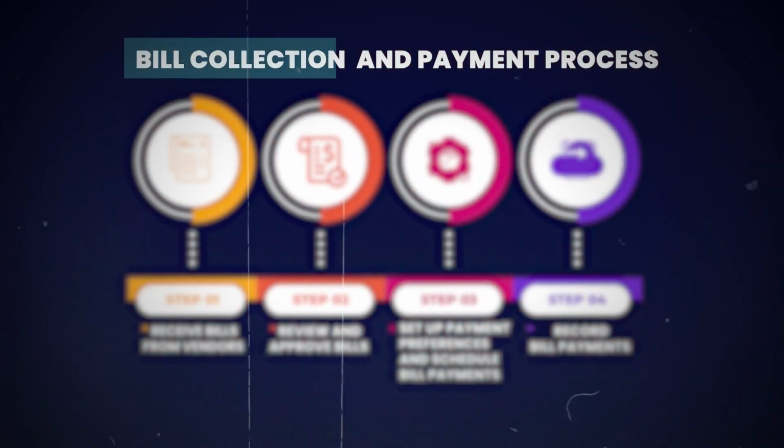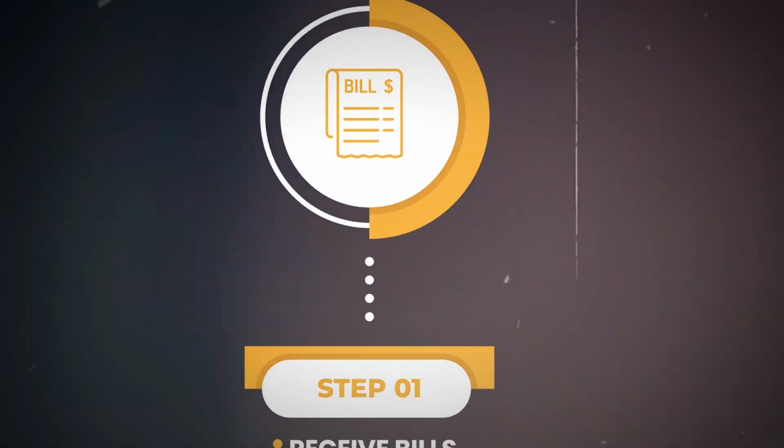Now, managing bills and payments efficiently is just as important to keep your vendors happy and the work flowing according to the schedule. So, what does the process look like for bills and bill payments? Step number 1, receive bills from vendors. When you receive a bill from a vendor for materials, services, or expenses incurred, log into QBO and navigate to the Bills tab. Enter the vendor's information, bill date, due date, and the amount owed. Attach any supporting documents, such as invoices or receipts, to provide additional context for the bill.